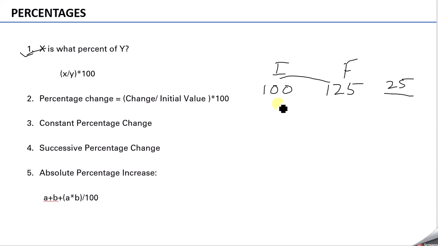So the percentage change is always calculated on the initial value, unless it is mentioned that the change needs to be calculated on a specific number or the final value. If nothing is mentioned, keep in mind it is always on the initial value. So 25 by 100, which is the initial, into 100. So the percentage change obviously will be 25%. I hope it is clear.